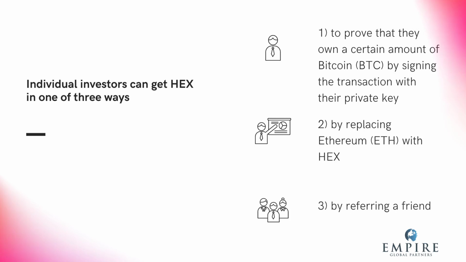Individual investors can get HEX in one of three ways. 1. To prove that they own a certain amount of Bitcoin, BTC, by signing the transaction with their private key. 2. By replacing Ethereum, ETH, with HEX. 3. By referring a friend.